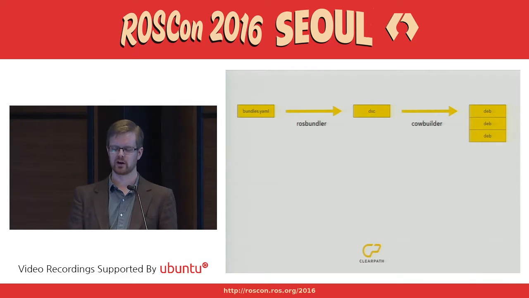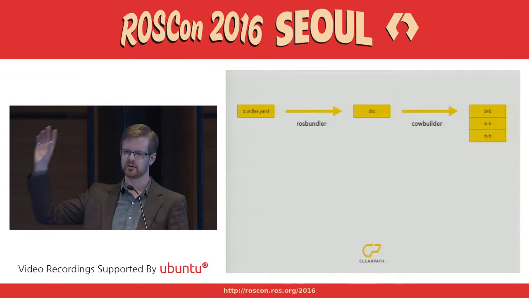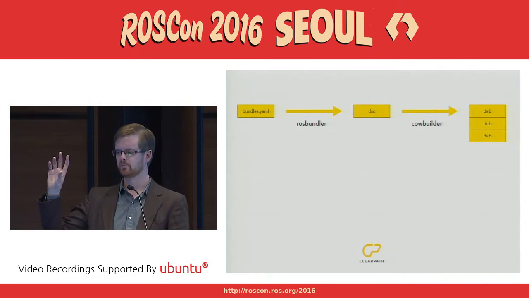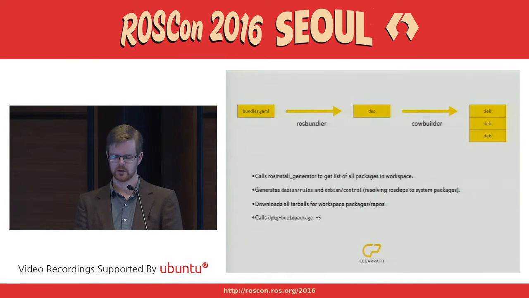So just to quickly talk about our tooling, we have this ROS bundler tool. We have a bundles YAML that says, this is the name of the bundle, and these are the packages that go in it. And then we build that into a DSC, and that was what you saw at the beginning. And then CowBuilder builds it, and we get debs.